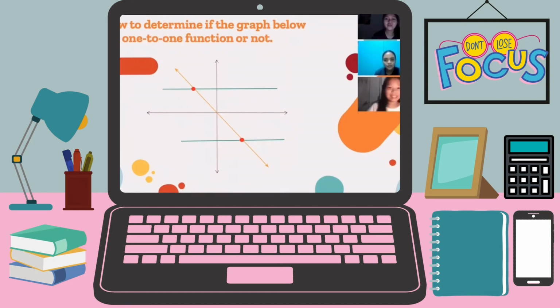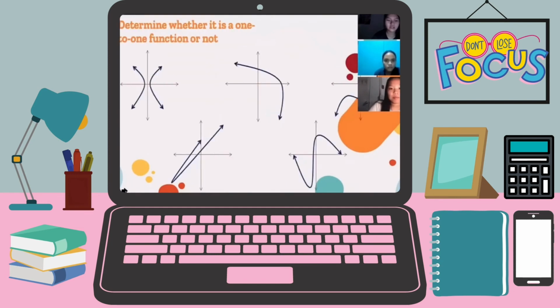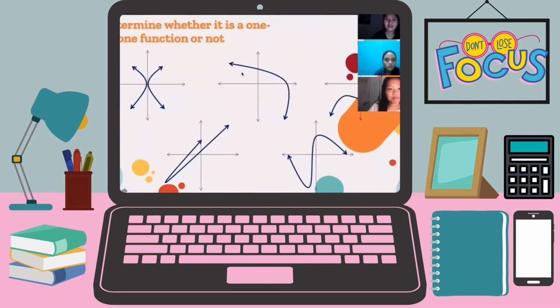Okay. To be sure that you already get it, or to understand it more, can you answer this that Ma'am gave us last time? Yes, like this. Can you determine if the function is one-to-one or not? Okay, so this first one is definitely not a one-to-one function because it corresponds to 2 points. This second one is a one-to-one function because it only corresponds to 1 point on the graph.